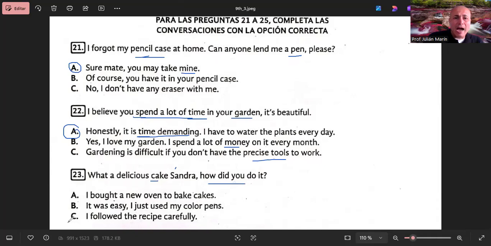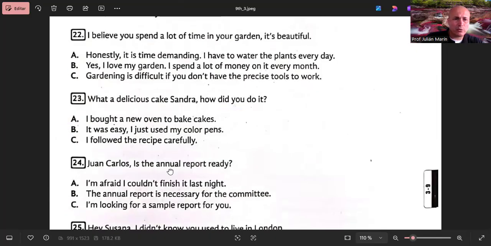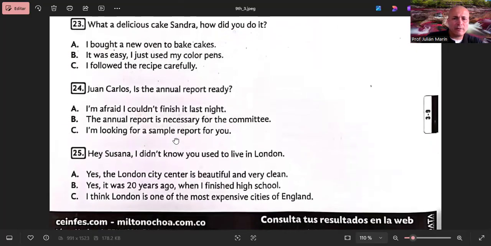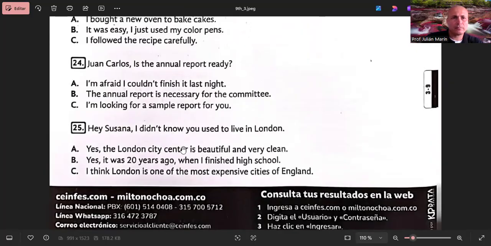C, I followed the recipe carefully. So this one answers the question. How did you do it? I followed the recipe carefully. Okay, so the instructions on the recipe. So that is why I will suggest C. So with this, we have the answers for 21, 22, and 23. So then we can scroll down to see 24 and 25 and finish with this exercise.